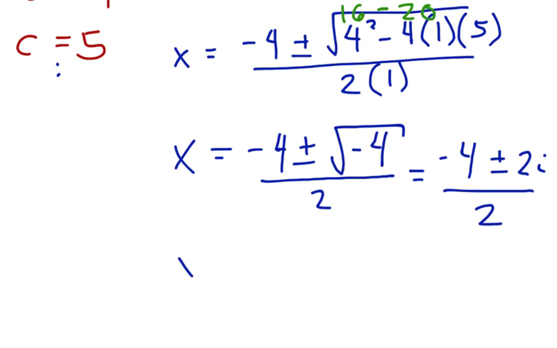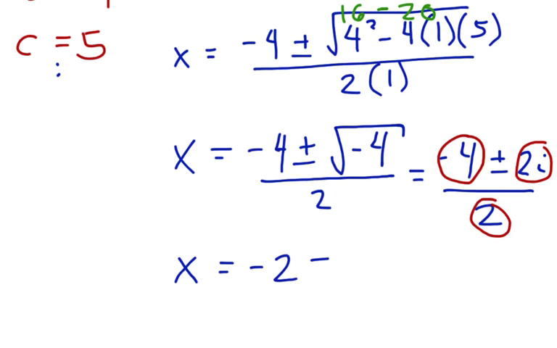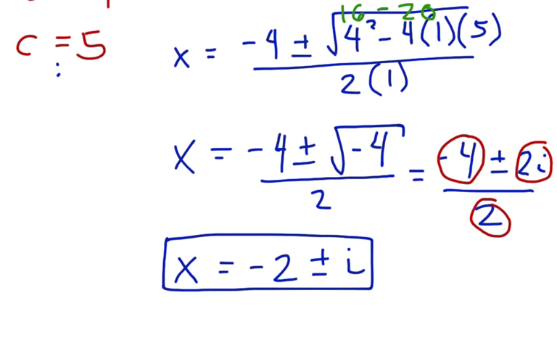So to finish this one off, I'm going to notice that every term here is divisible by 2. So just like before, I'm talking about negative 4 being divisible by 2, 2i is divisible by 2, and 2 is surely divisible by 2. When we clean up, we'll have just a negative 2 plus or minus i all over 1. Don't need to write that. So x is equal to negative 2 plus or minus i here.